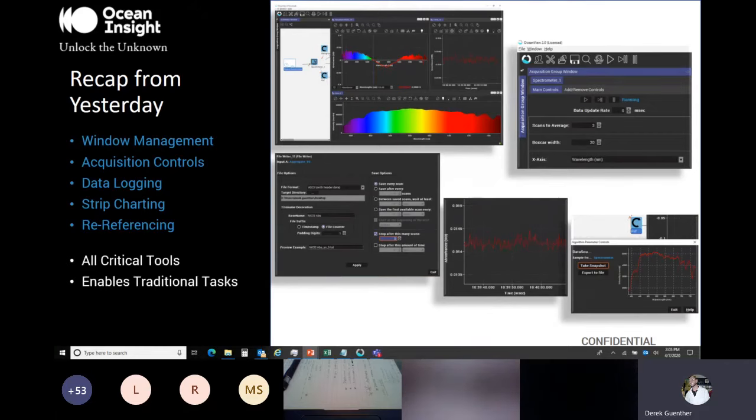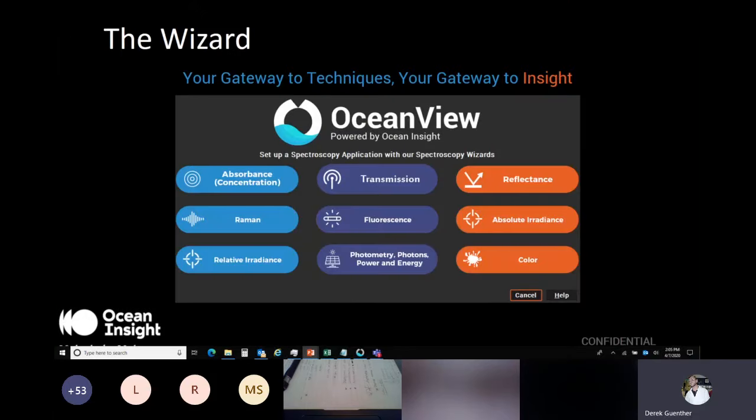So these are all very critical tools, and they give you what you need to do all the standard tasks that you would expect to do in a spectroscopy laboratory and to do those types of analysis. But what about deeper analysis and complex processing? If you want to really add a level of complexity to your measurements or to your analysis and automate that within the software, that's what OceanView can do. And we're going to talk about that starting by looking at the wizard.